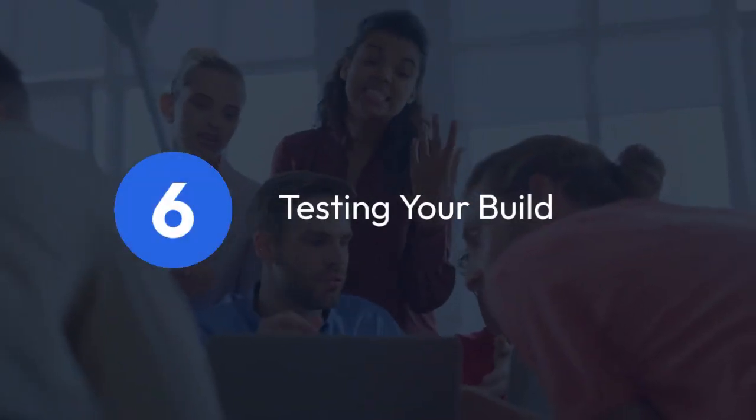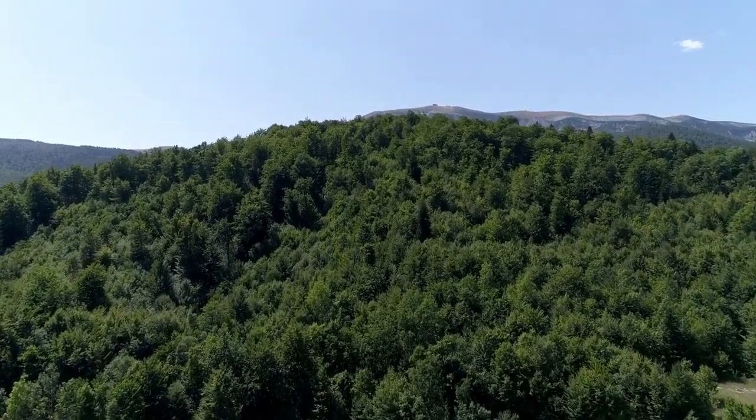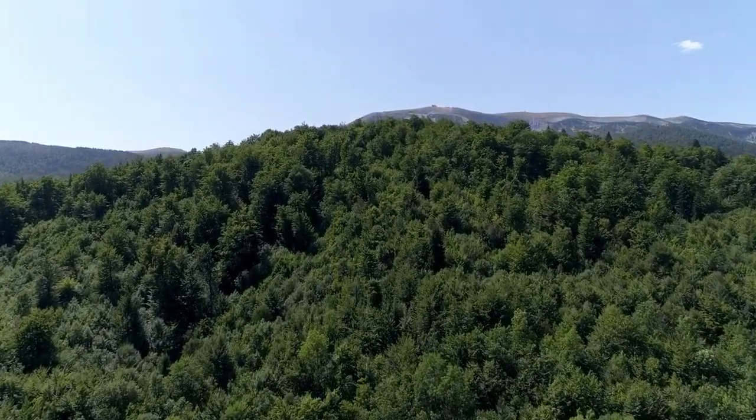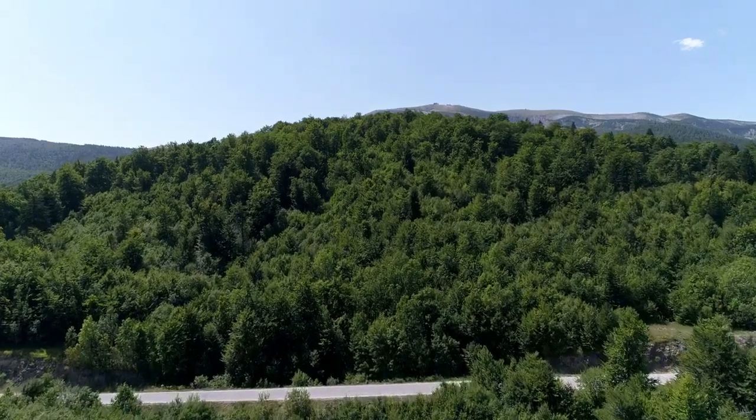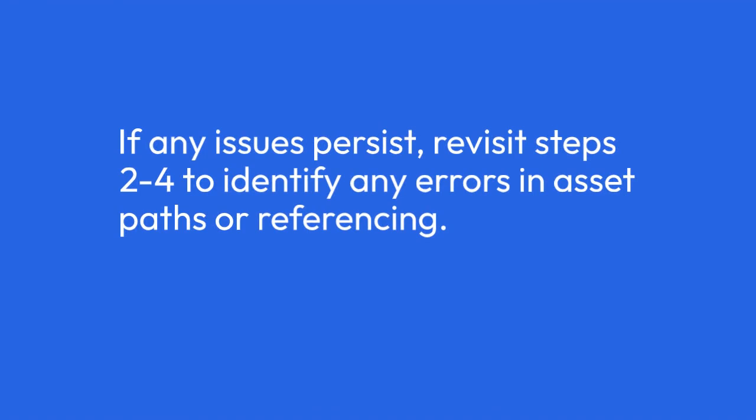6. Testing your build. After building, carefully examine the resulting IPA file or the app running on a simulator or device to ensure that all your icons are present and displayed correctly. If any issues persist, revisit steps 2 to 4 to identify any errors in asset paths or referencing.